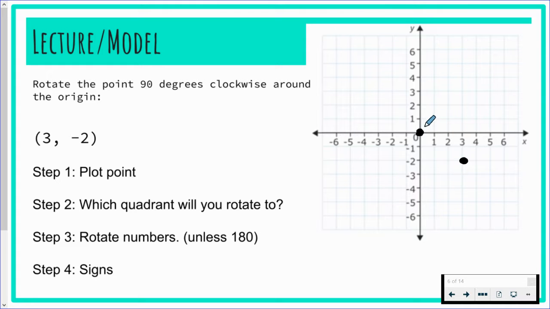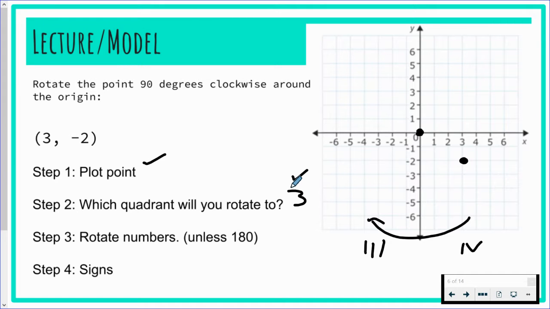This tells me to go clockwise. So I'm going to go like a clock, and I'm going to go from quadrant 4 into quadrant 3. So we're going to rotate to quadrant 3. So I plotted my point.